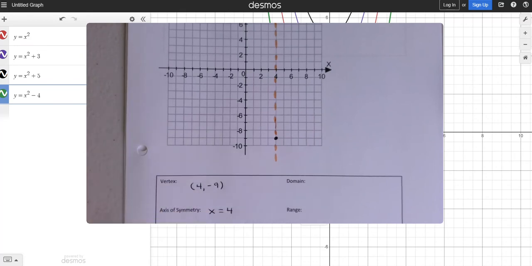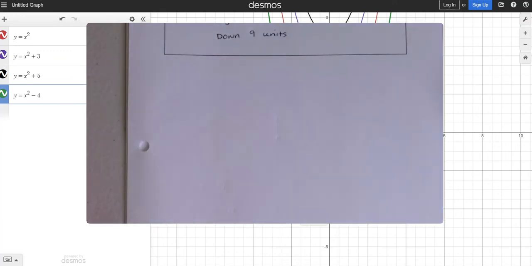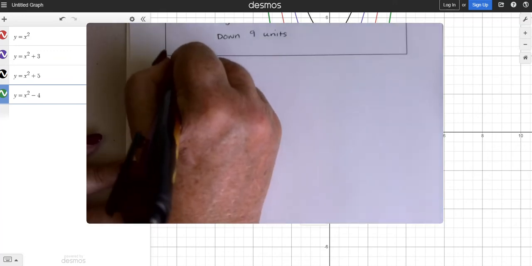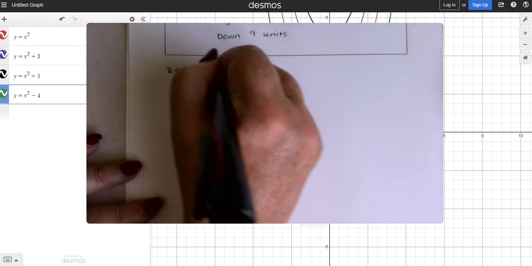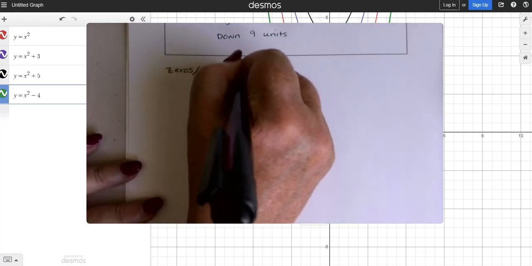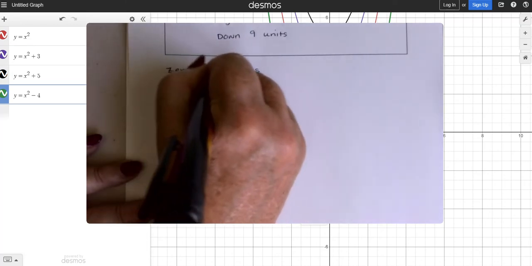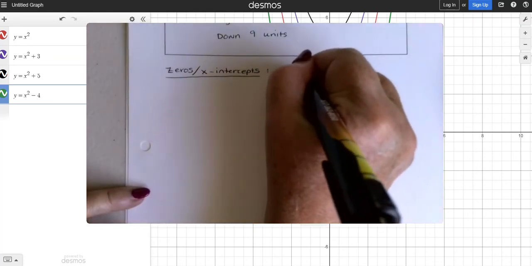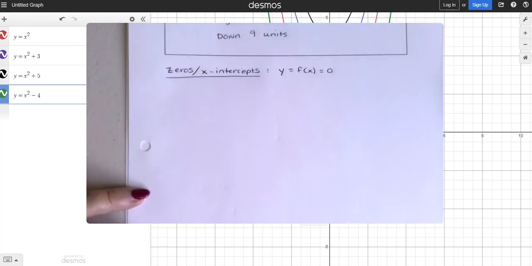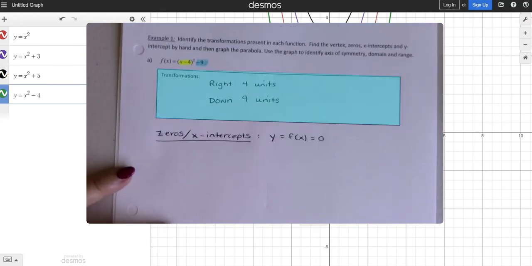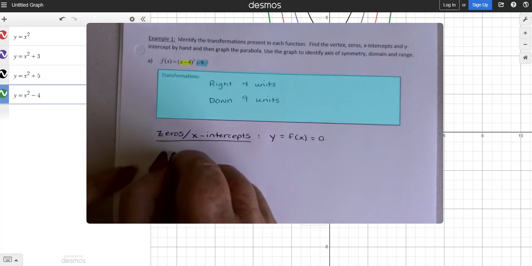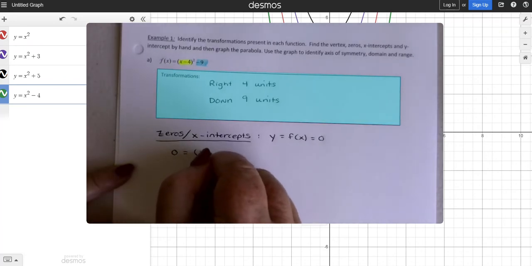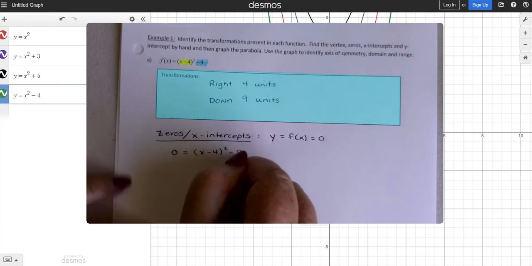X equals 4. All right, we have to do a little bit more work before we come back over here and do any more. So, the next thing I'm going to do is look for the zeros, which are very closely related to the x-intercepts, right? To do that, y, or f of x, is set equal to 0. And so if I go back up here to my equation and put 0 in for f of x, my equation now looks like that.